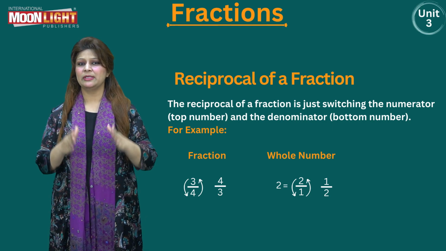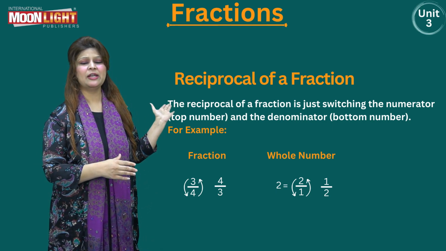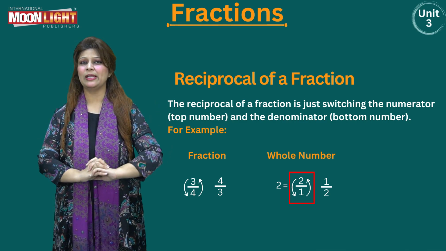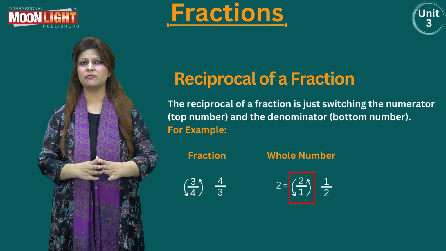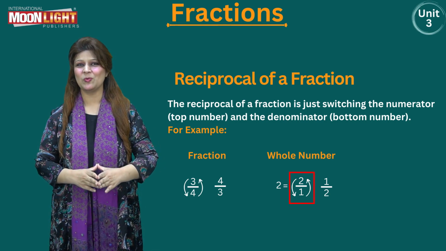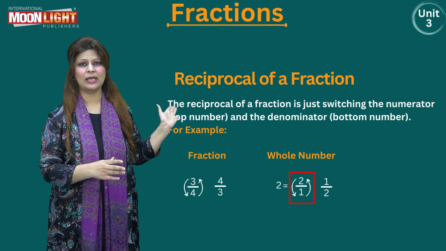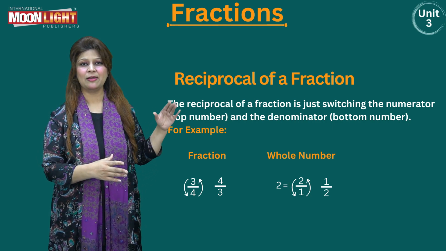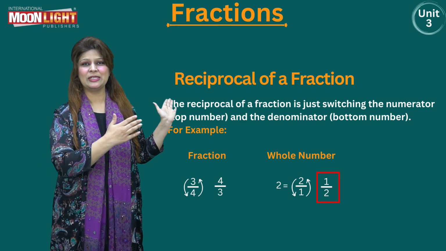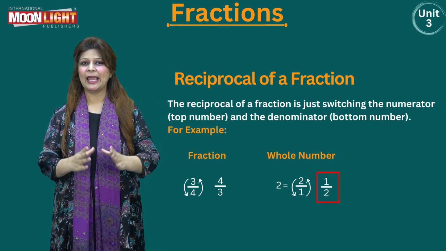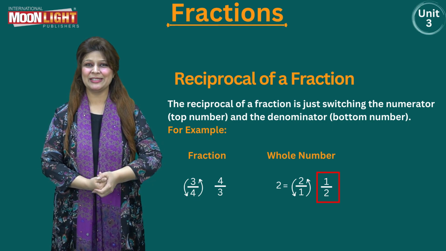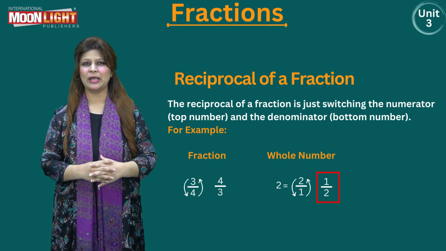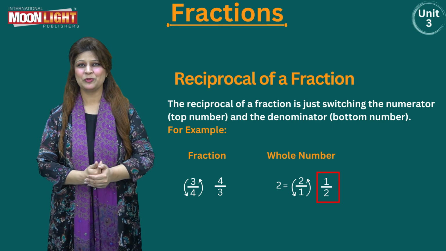Now, for a whole number, that is 2. You know that we can write a whole number as 2 by 1, because whenever we have a whole number, we can write it in fractional form by making the denominator equal to 1. So by switching this 2 by 1 into reciprocal form, it will be 1 by 2. So 1 by 2 is the reciprocal of the fraction 2 by 1, or simply the whole number 2.